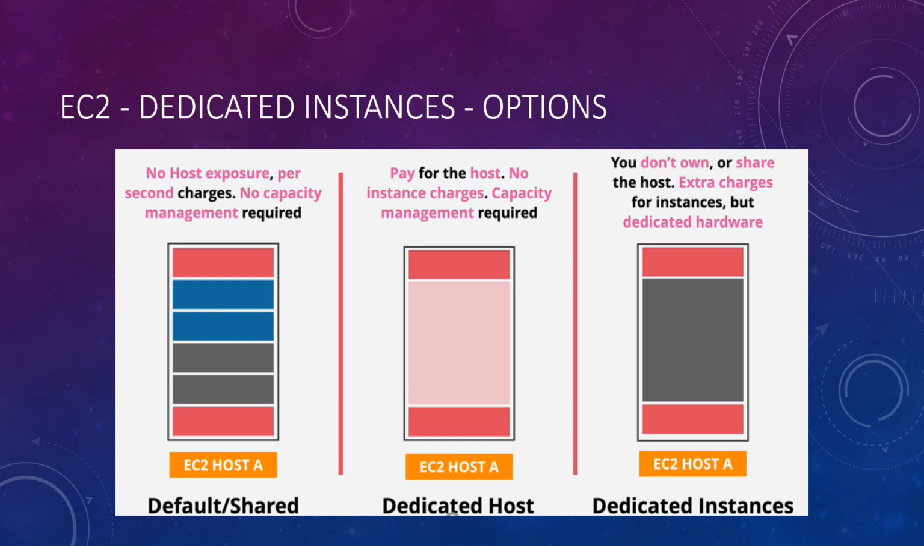Option 1, default shared. The second option is dedicated host, where you pay for the host itself and no instance charges. And capacity management is required in this dedicated host mode. You have to be careful that you don't go over the top of the capacity for that hardware. The third option is dedicated instances. You don't own or share the host, but extra charges happen for the instances, but you do have dedicated hardware. So in other words, you don't manage the host, but you do have dedicated hardware, so nobody else can use your hardware. So they're the 3 options.